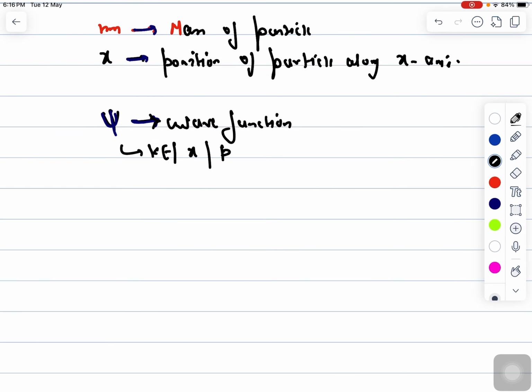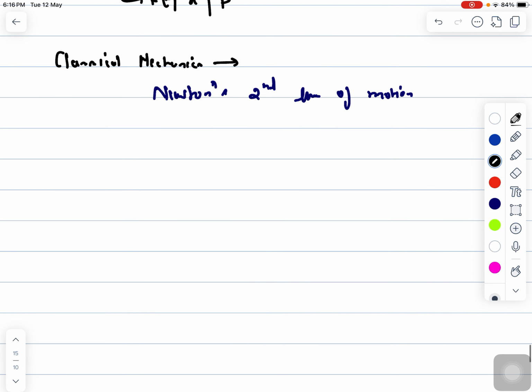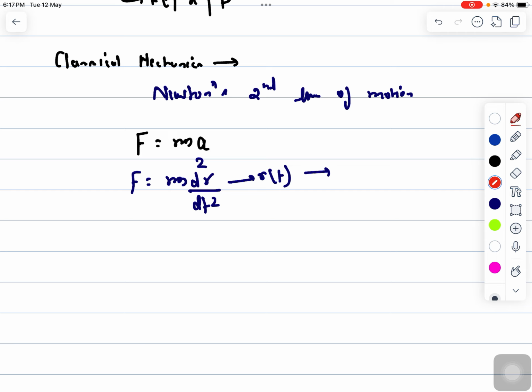But before that, let's talk about classical mechanics. In classical mechanics, we study Newton's second law of motion. And what does it tell us? That if you want to calculate force, it is equal to mass multiplied by the acceleration of the particle, and that can be written as F equals m d2r divided by dt2.